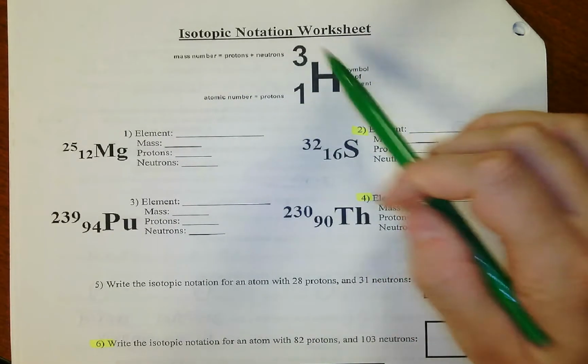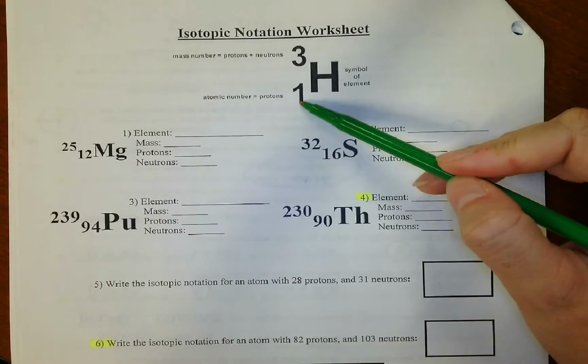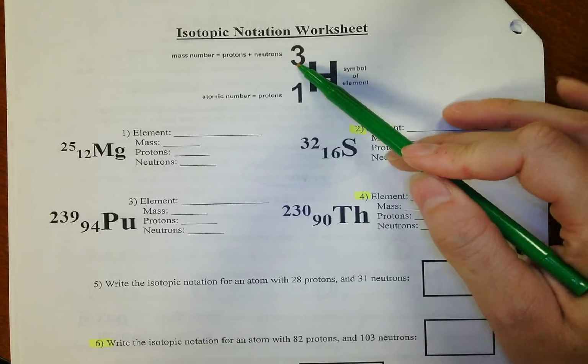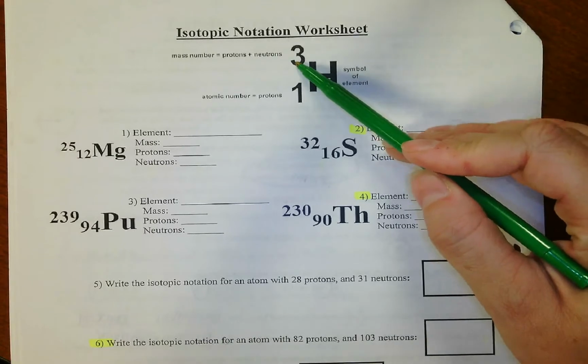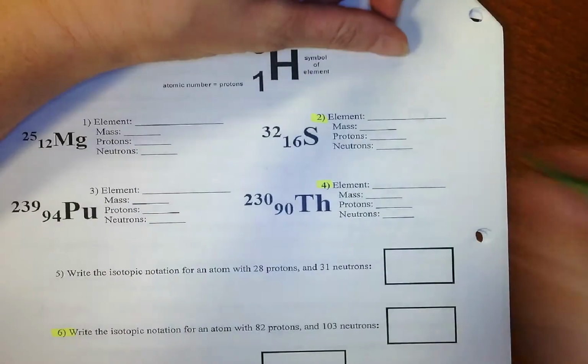Okay, hopefully you know this by now. But remember, we've got our symbol. The small number is our atomic number, which is protons. The top number is the isotope mass number. So that's total protons plus neutrons. So looking here, S is sulfur.